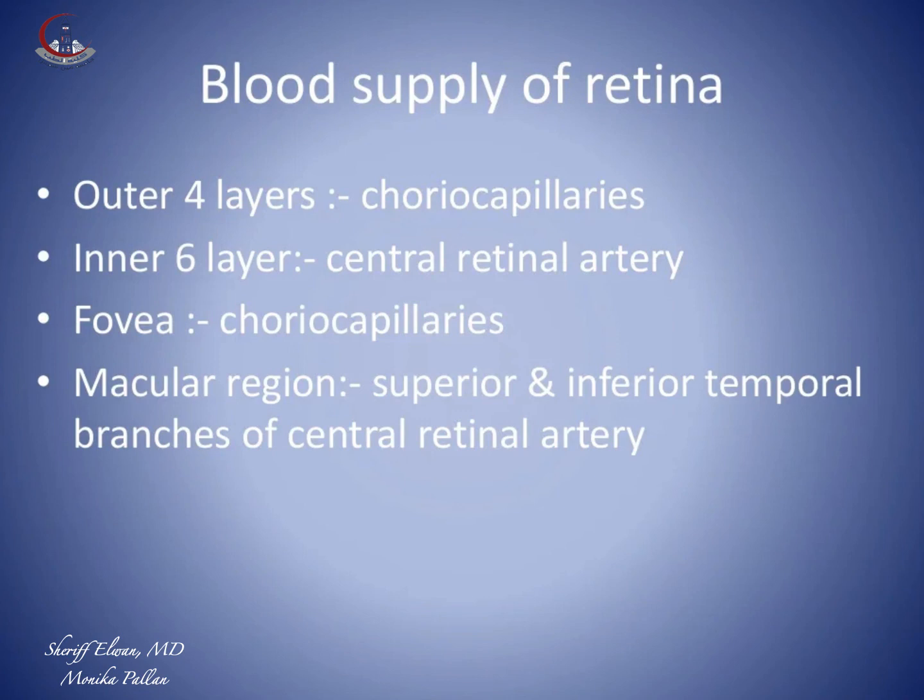Now we finally come to the blood supply of the retina, and the blood supply of the retina comes from the choriocapillaris of the choroid and from the central retinal artery. That is a double blood supply. The outer four layers of the retina are supplied by the choriocapillaris, while the inner six layers are supplied by the central retinal artery. The fovea is only supplied by the choriocapillaris, where the macular region takes branches from the superior and inferior temporal branches of the central retinal artery.